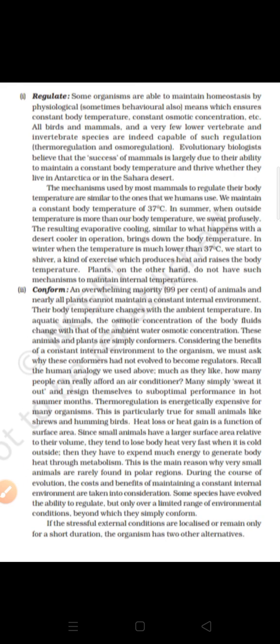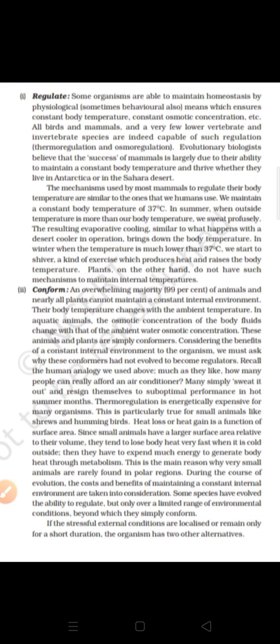What did you study in regulate, son? That homeostasis one. Okay, so in conform, 99% of animals and all plants cannot maintain their internal environment constant. So they show the conform process.